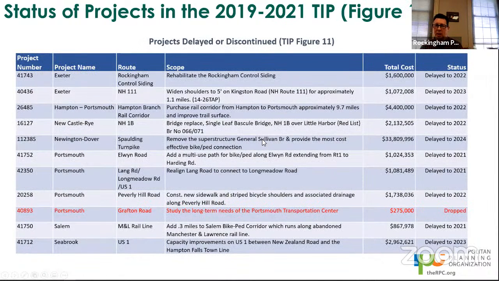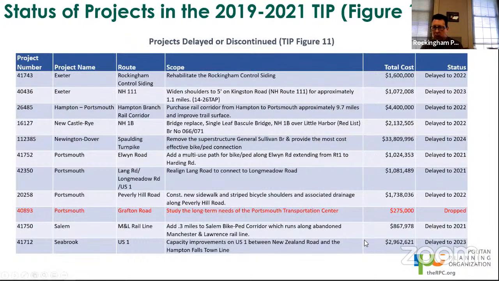When we look at the projects that were delayed or discontinued, for the most part, these are smaller projects, with the exception of the Spalding Turnpike. That's the General Sullivan Bridge rehabilitation replacement. We all know that's been slowed down a little bit as they tried to figure out the best approach to addressing that structure and maintaining that bike pedestrian connection across the Little Bay there. So that was delayed out till 2024, and that's a $33 million project at this point. Don't know what the exact outcome will be on that.